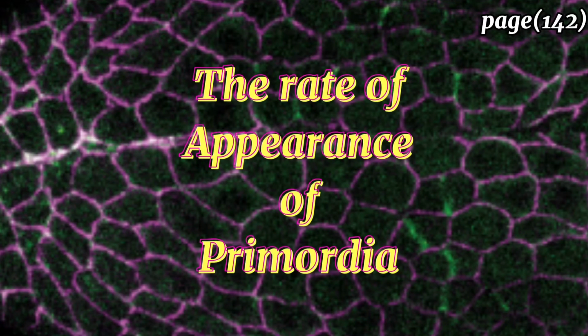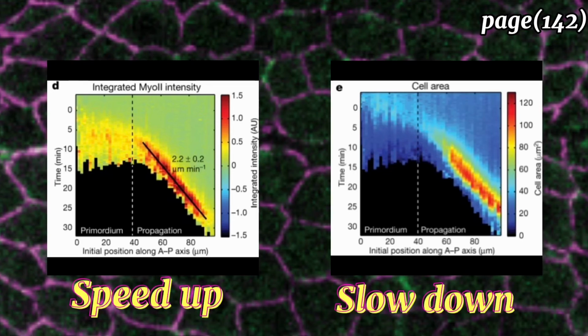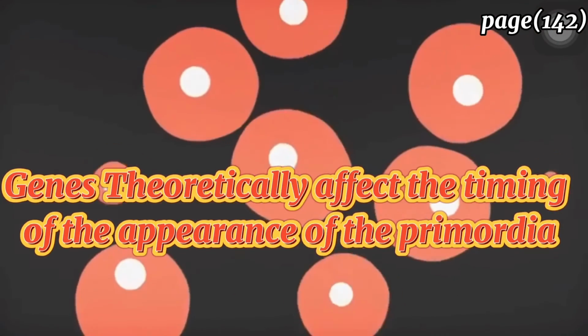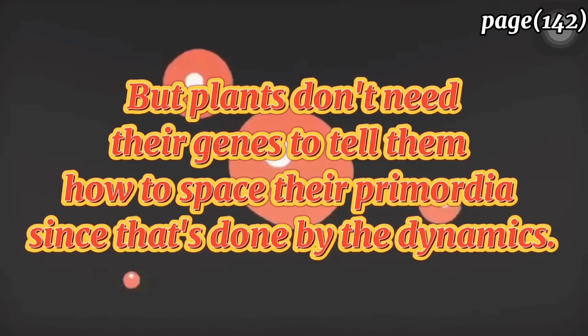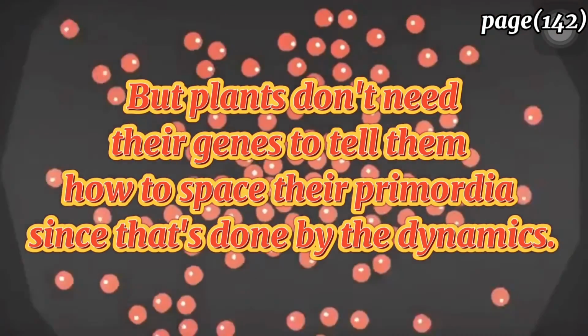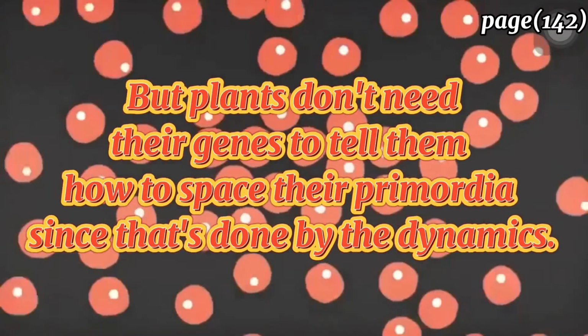In particular, in many plants, the rate of appearance of primordia can speed up or slow down. In fact, changes in morphology, whether a given primordium becomes a leaf or a petal, say, often accompany such variations. So genes theoretically affect the timing of the appearance of the primordia, but plants don't need their genes to tell them how to space their primordia, since that's done by the dynamics.